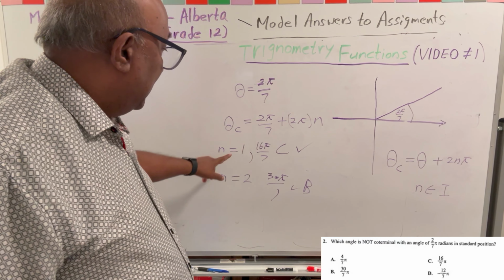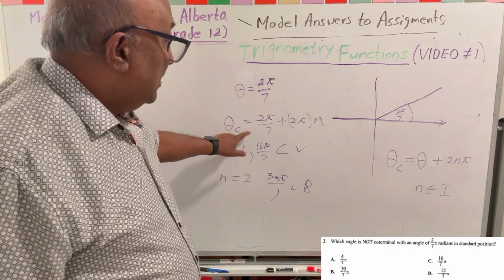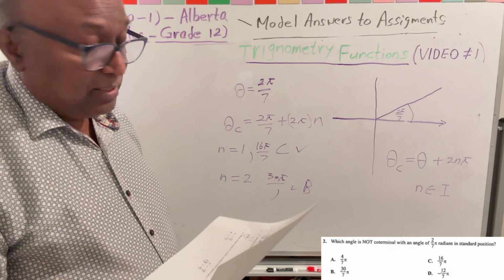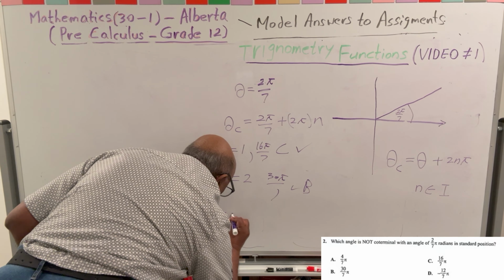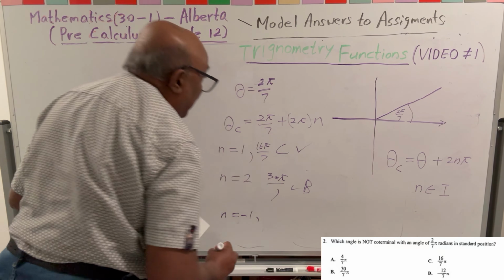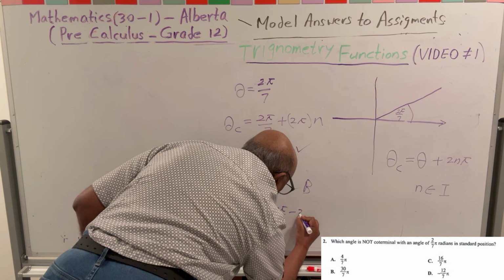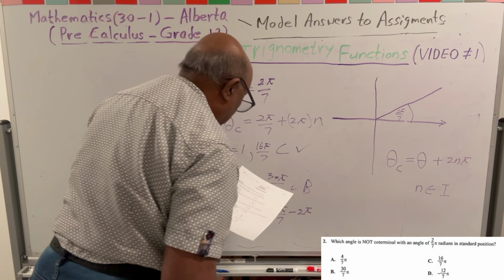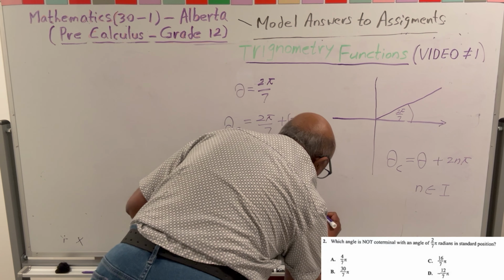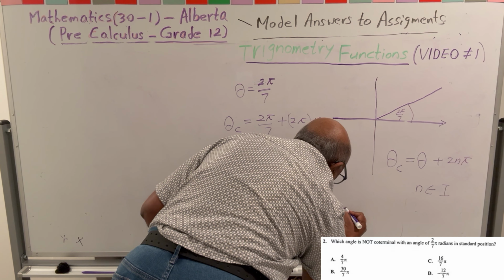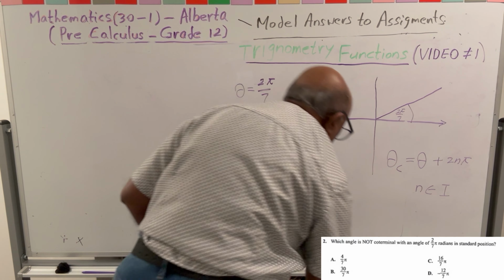What else do we have to put? We tried with n equal to 1 and 2. If we try with 0, we did not get it. Let's try with negative numbers now. If we put n equal to negative 1, what's the theta value? 2 pi upon 7 minus 2 pi. The answer is negative 12 pi upon 7. Okay, this answer is also there, with D.